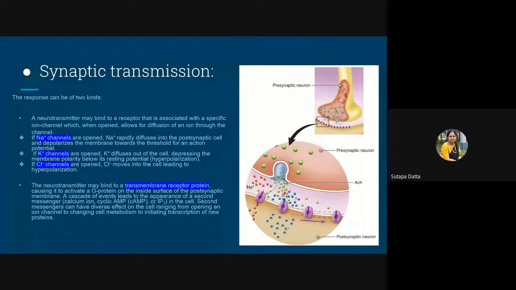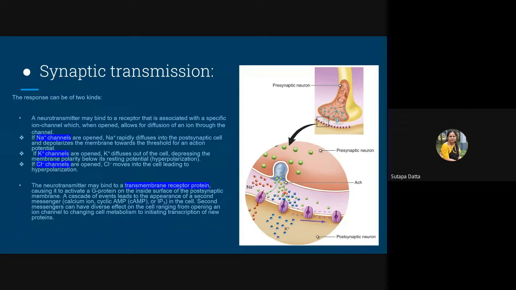So to generate an action potential, the membrane must cross the threshold value. First, just keep in mind that acetylcholine, or the neurotransmitters, are released in the synaptic cleft. Now they will bind to specific ion channels. If they bind to a sodium ion channel, they will allow the opening of sodium ion channels, and sodium ions will rapidly diffuse in and cause membrane depolarization. If the magnitude of depolarization crosses the threshold limit, then there will be generation of an action potential.